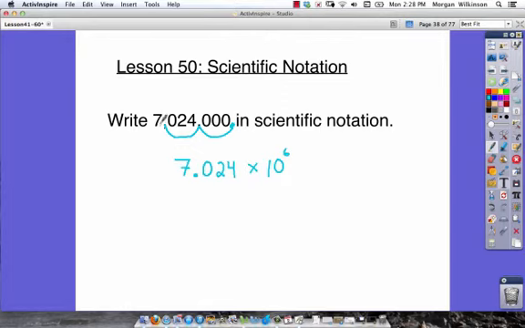It's exactly the same as 7,024,000. It's just a different way of expressing the same value. So we could box this. We're all done, and we're going to move on to the next problem.